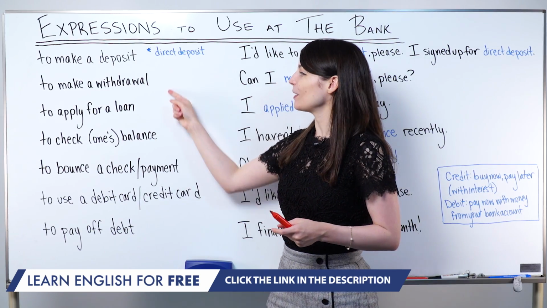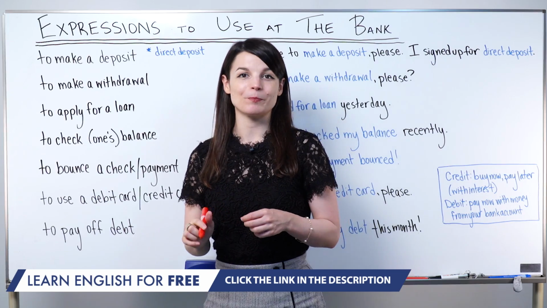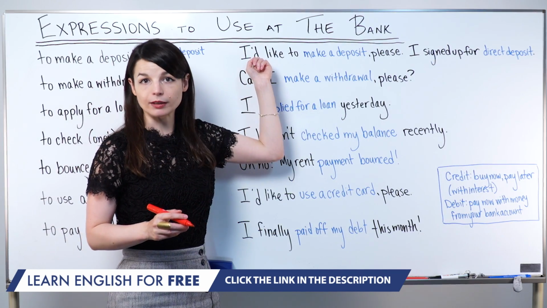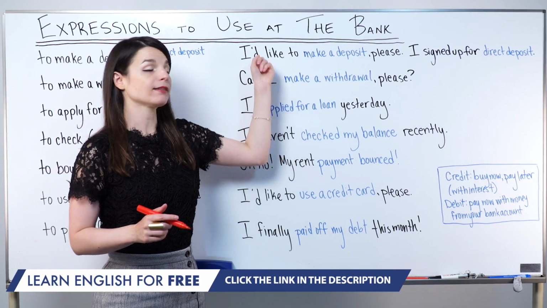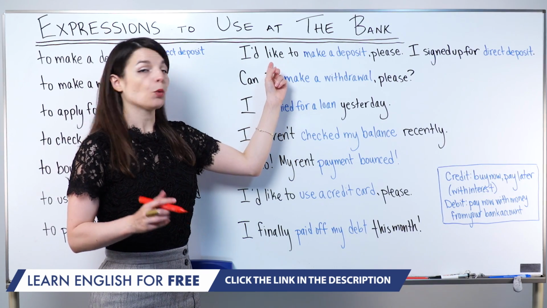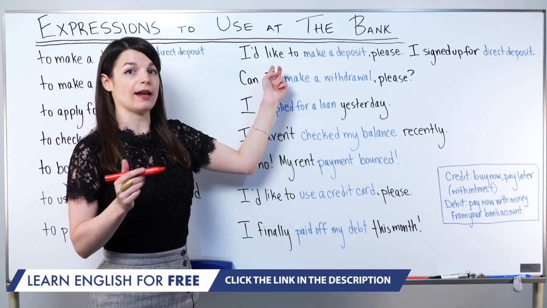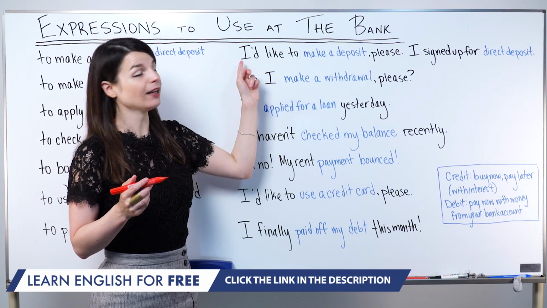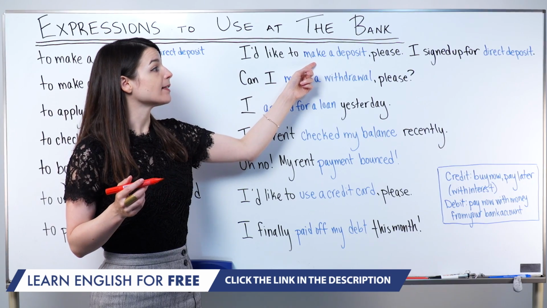So let's look at some examples that use these two. First, I'd like to make a deposit, please. This is something you can use when you speak to staff at the bank. Remember I'd, so not I like, but I'd like to make a deposit, please.